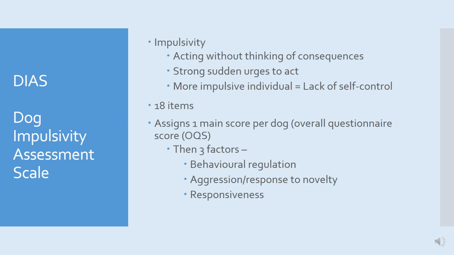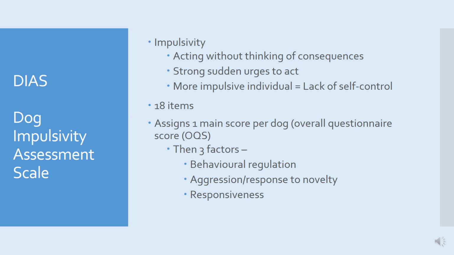The next scale to consider is the Dog Impulsivity Assessment Scale. Impulsivity assessment involves evaluating the degree to which the animal is thinking about the consequences of its actions. We make better decisions if we reflect beforehand, but we all vary in our tendency to act without thinking. And the same goes for dogs as it does with people. So animals that are more impulsive generally lack self-control. This scale consists of 18 items.